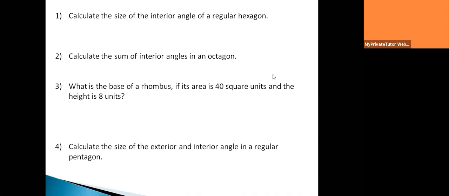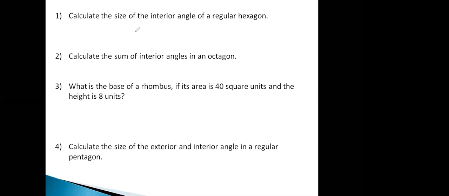But here, Joseph, I think they haven't asked the sum of angles. They asked you the size of the interior angle. If they ask you the sum of interior angles, you need to say 720. So it's the size of an interior angle: 6 minus 2 multiplied by 180, and then you need to divide by the total, which is 6. I think Joseph understands that.